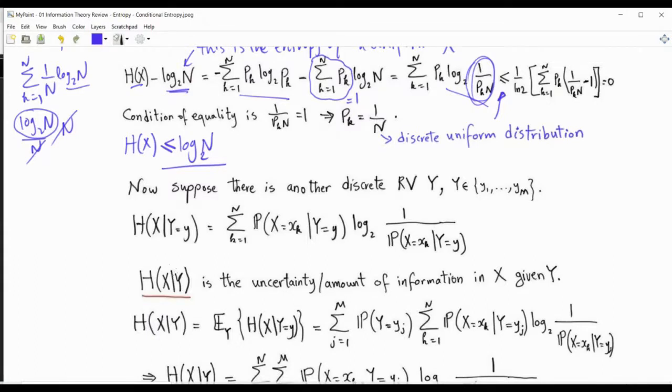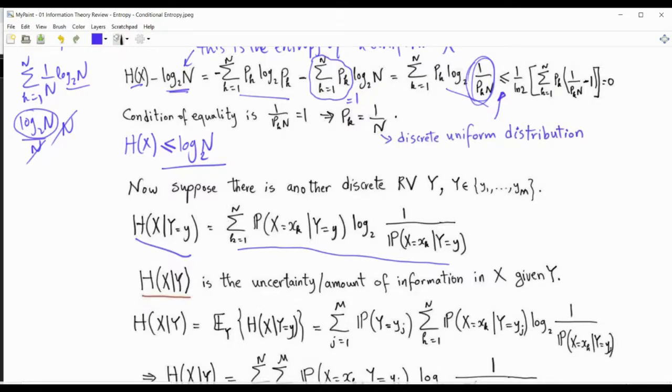Conditional entropy is defined in two steps. First, you have another random variable Y, and you condition on a specific value, saying that big Y takes a specific value small y. Then you define the entropy. The expression is like the one above, but rather than the probability of x equals something, it is conditioned on y.